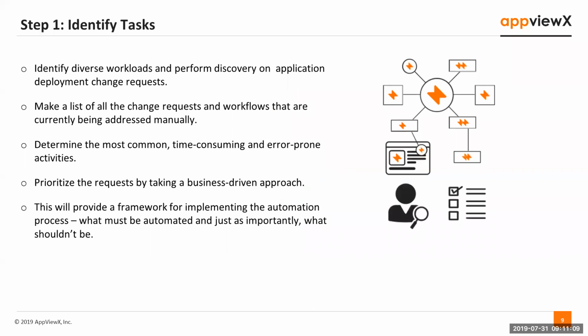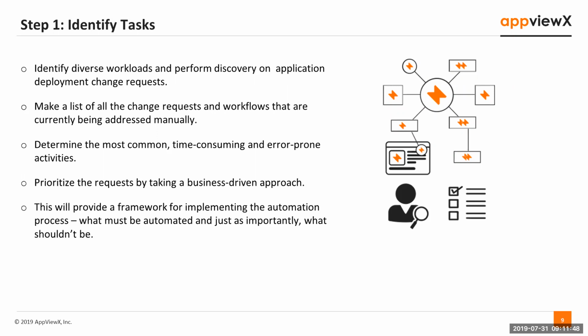So I'd like to go into more detail about some of those steps. Identifying the tasks. You identify diverse workloads and perform discovery on application deployment change requests. That's, again, looking at what are the most common changes, what are the most common tasks, and then break them down, identify what the workload looks like, what's involved in that particular workload. Make a list of those change requests and workflows that are currently being addressed manually. Determine the most common, time-consuming and error-prone activities.